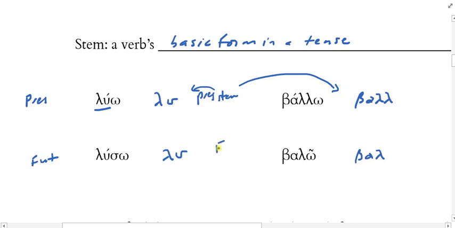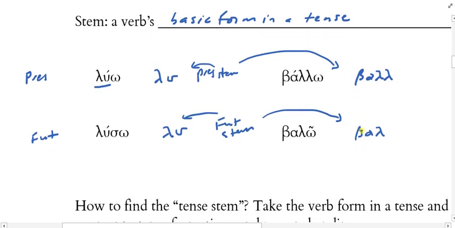Okay? Yep. Why does balo not have the sigma like the normal future? That's a great question. And we'll talk about it a little bit later in this chapter, okay? But my point here is just for you to see that sometimes present stem and future stem are identical, sometimes they are different. Sometimes they are wildly different. We'll talk about that as well.